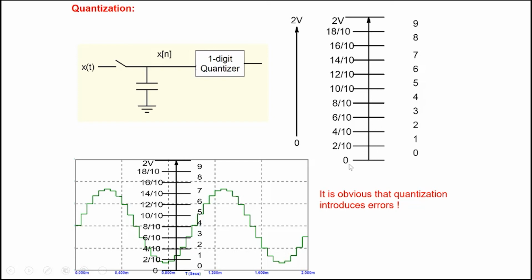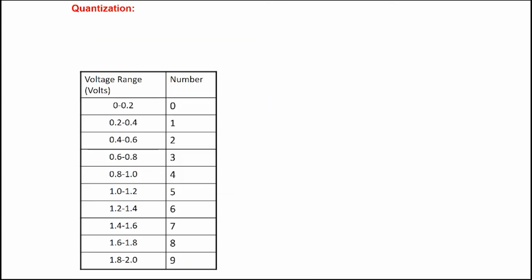If you want, you could do even finer quantization. You could do a 3-digit quantization, where you divide the scale from 0 to 2 volt in 1000 parts, in 1000 intervals. All right, so this was the signal that we have, and this is how we are quantizing.